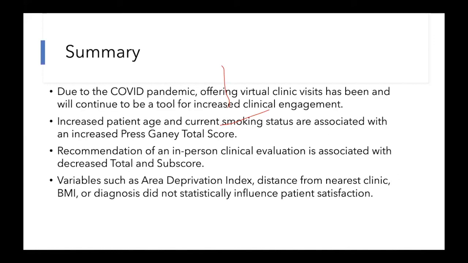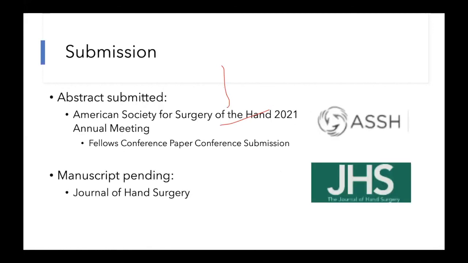In summary, offering virtual clinic visits have been and will continue to be a tool for increased clinical engagement. Increased patient age and current smoking status are associated with increased Press-Ganey total score. Recommendation of an in-person clinical evaluation is associated with a decreased total and subscore, and variables such as the ADI, distance, BMI, and diagnosis did not statistically influence patient satisfaction. This has been submitted to the ASSH annual meeting, and the manuscript is pending for the Journal of Hand Surgery.